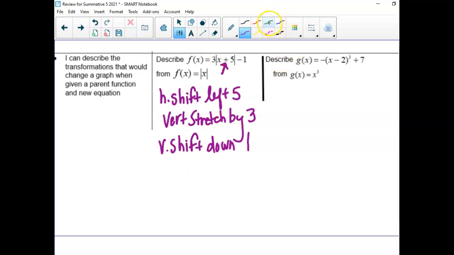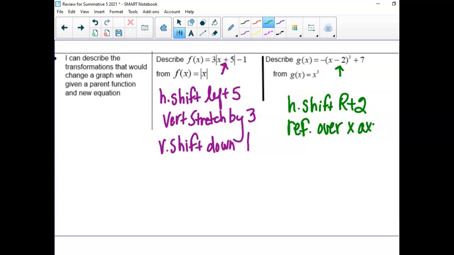All right, anybody trying this one? Again, start inside here. That is a horizontal shift which way? Right 2. Then what's the negative do on the whole thing? Reflect over x. It's the up and down one. Or they would say a reflection in the x-axis. That just doesn't make sense to me, but okay. And then the last one is a vertical shift up 7.